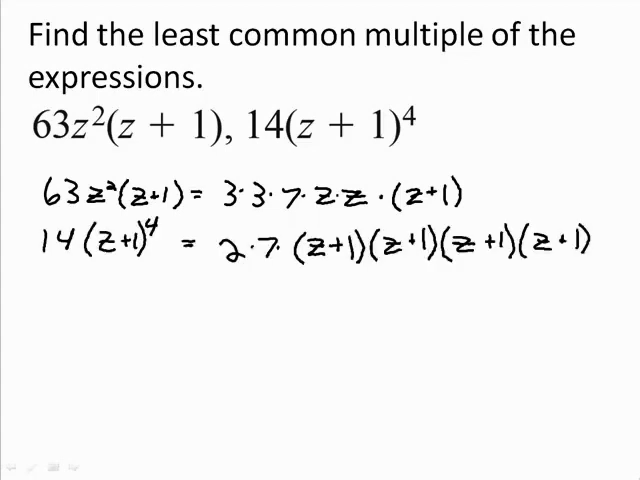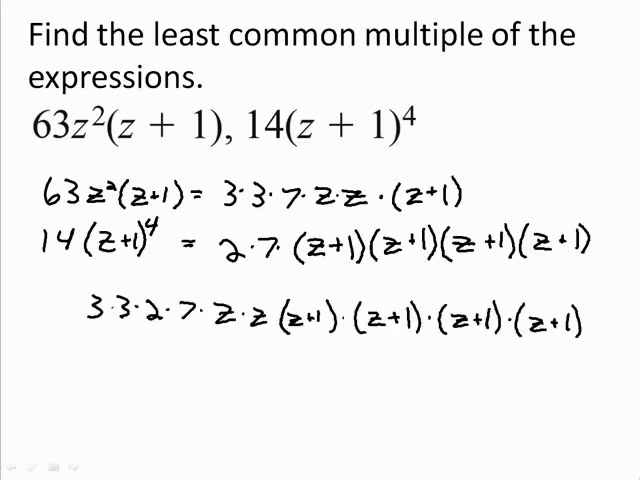And 14 times the quantity z plus 1 to the 4th power can be written as 2 times 7 times the quantity z plus 1 times the quantity z plus 1 times the quantity z plus 1 times the quantity z plus 1. The least common multiple has to contain each of these factors. So the least common multiple is 3 times 3 times 2 times 7 times z times the quantity z plus 1 times the quantity z plus 1 times the quantity z plus 1 times the quantity z plus 1, which equals 126z squared times the quantity z plus 1 to the 4th power.